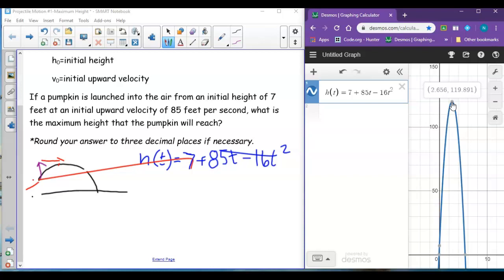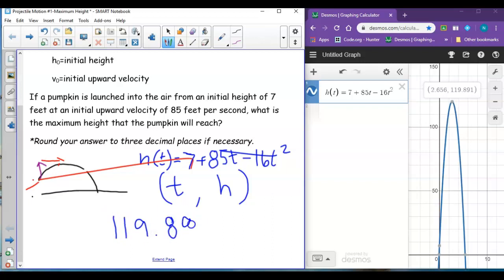On this graph, the x-axis is your t, that is your time, and your y-axis is your height. So if you think of this, your t is your x coordinate, and your height, or your h of t, is your y coordinate. If we want to know the maximum height of this pumpkin, we want to know the y coordinate there. So that y coordinate is 119.891, and this is measured in feet. That is height measured in feet when we're using this equation.